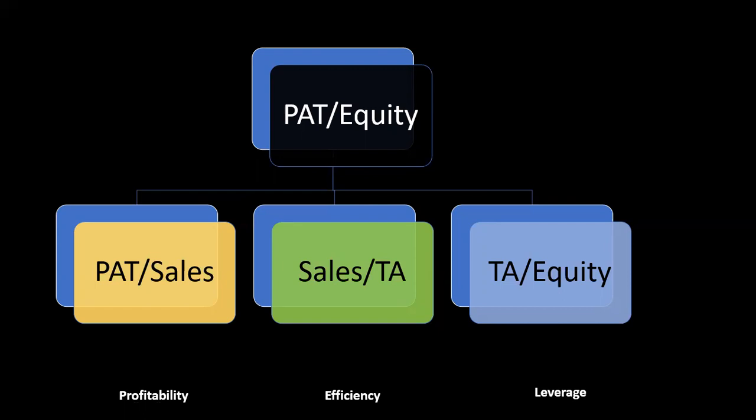So using that framework, PAT by equity is a product of PAT by sales, which is a reflection of profitability; sales by TA, which is a reflection of how efficiently the company is using the assets; and total assets by equity, which is a reflection of leverage, or the financing decision. So PAT by equity, or ROE, is a product of PAT by sales, sales by TA, and TA by equity.